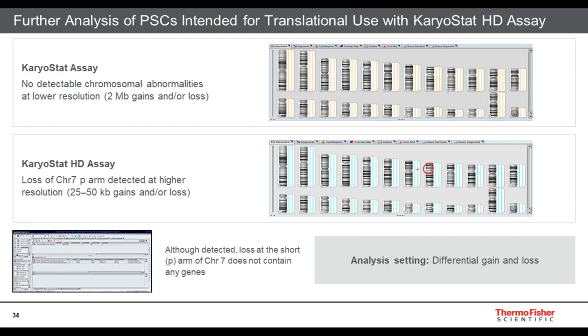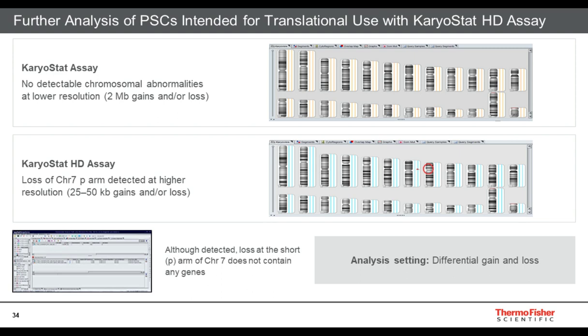I just showed you the KaryoStat research use with the 315,000 probes. Now I want to show you the KaryoStat HD, which is something that we recommend you consider and utilize for your translational use. So at the top, we have the KaryoStat, which shows no chromosomal abnormalities at the lower resolution, which is about 2 MB gains or loss. So then, if you look at the KaryoStat HD, you see there's a little red triangle. It may or may not be hard for you to see, but we've circled it in red.